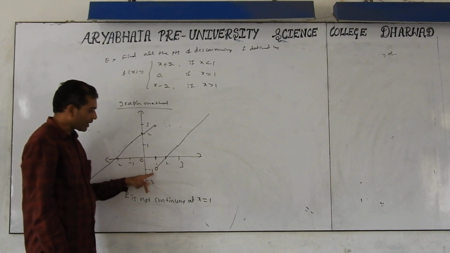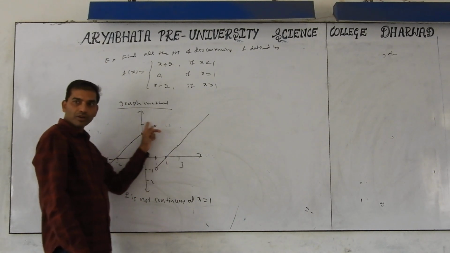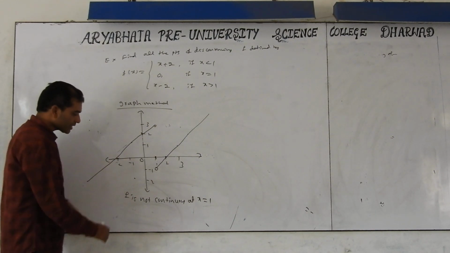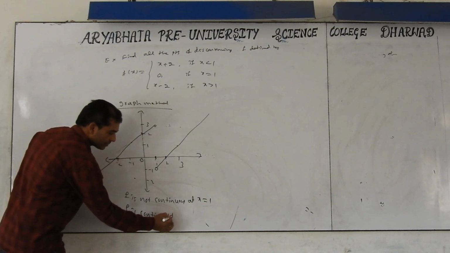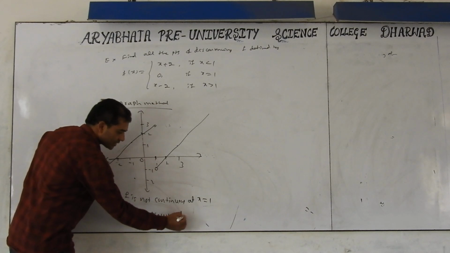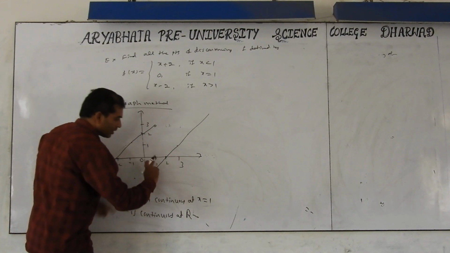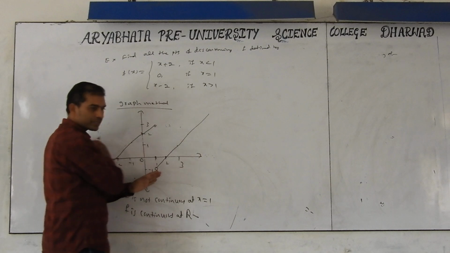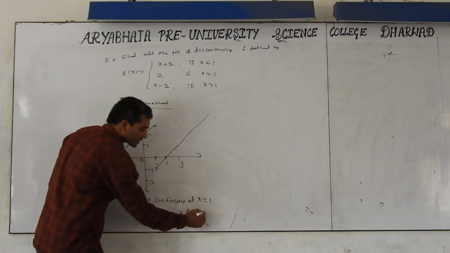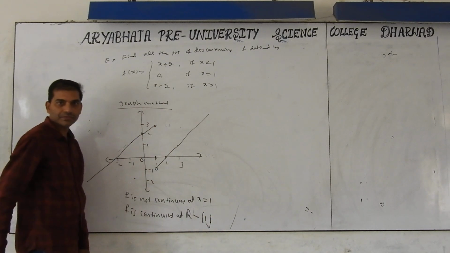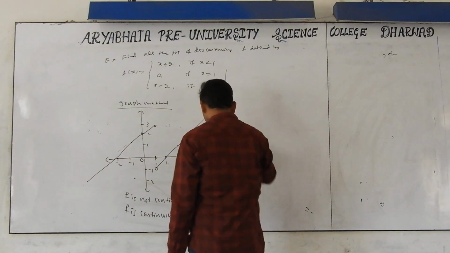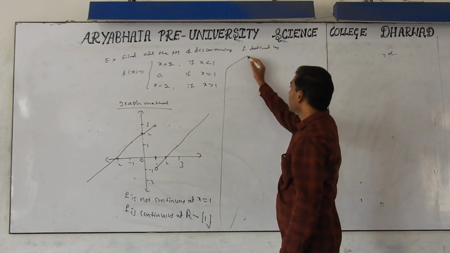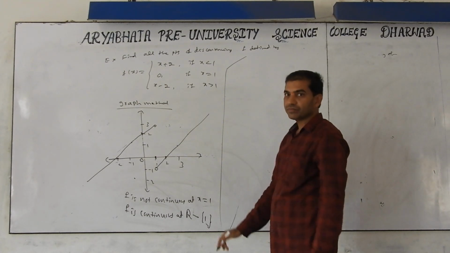For above 1, no break. For below 1, no break. Therefore, f is continuous at all real numbers except 1. So this we can also do by another method, by using the limit concept.